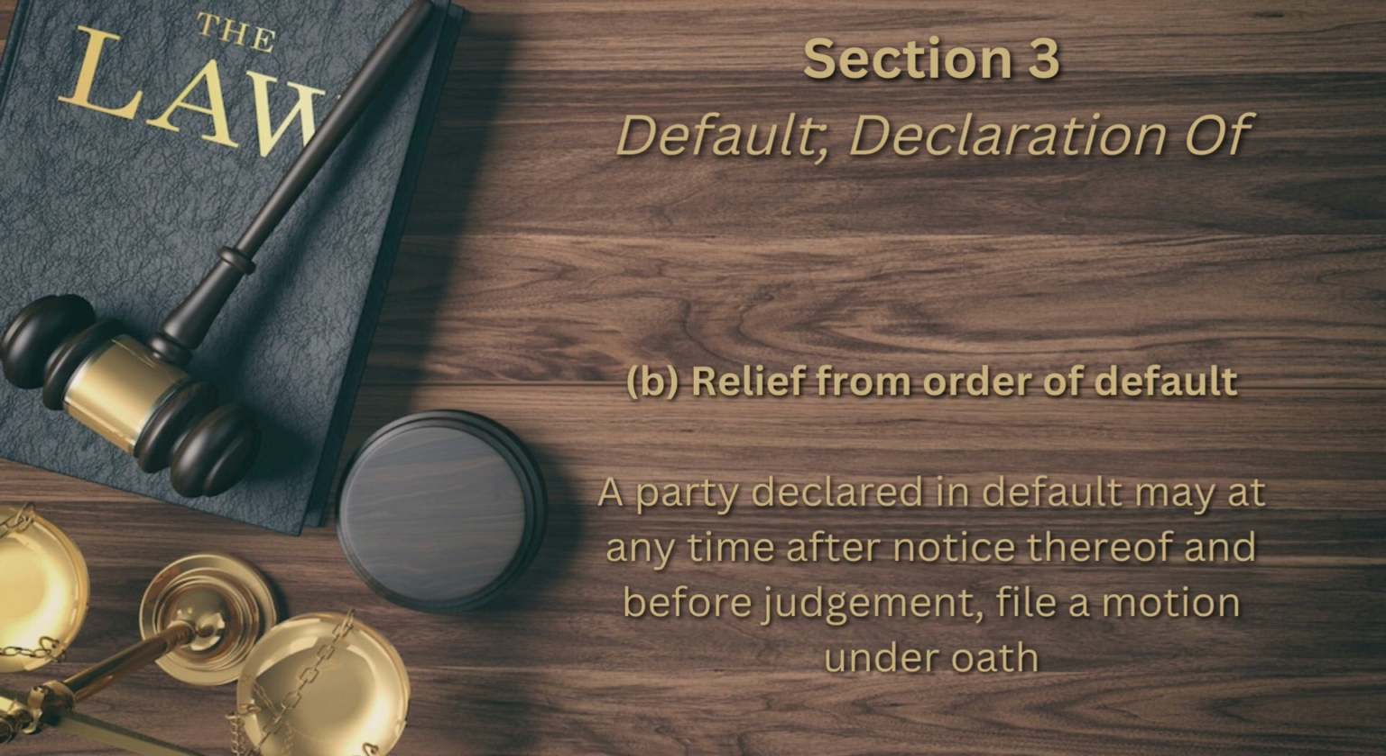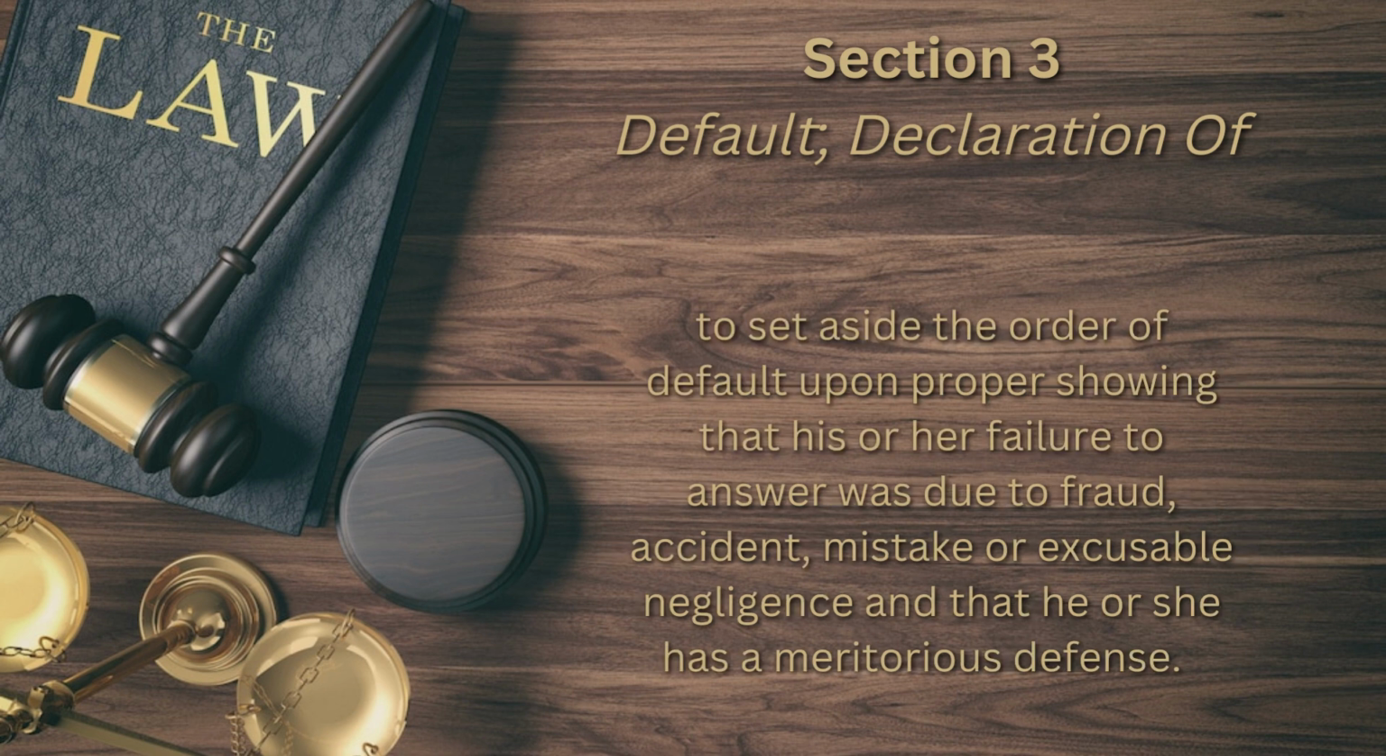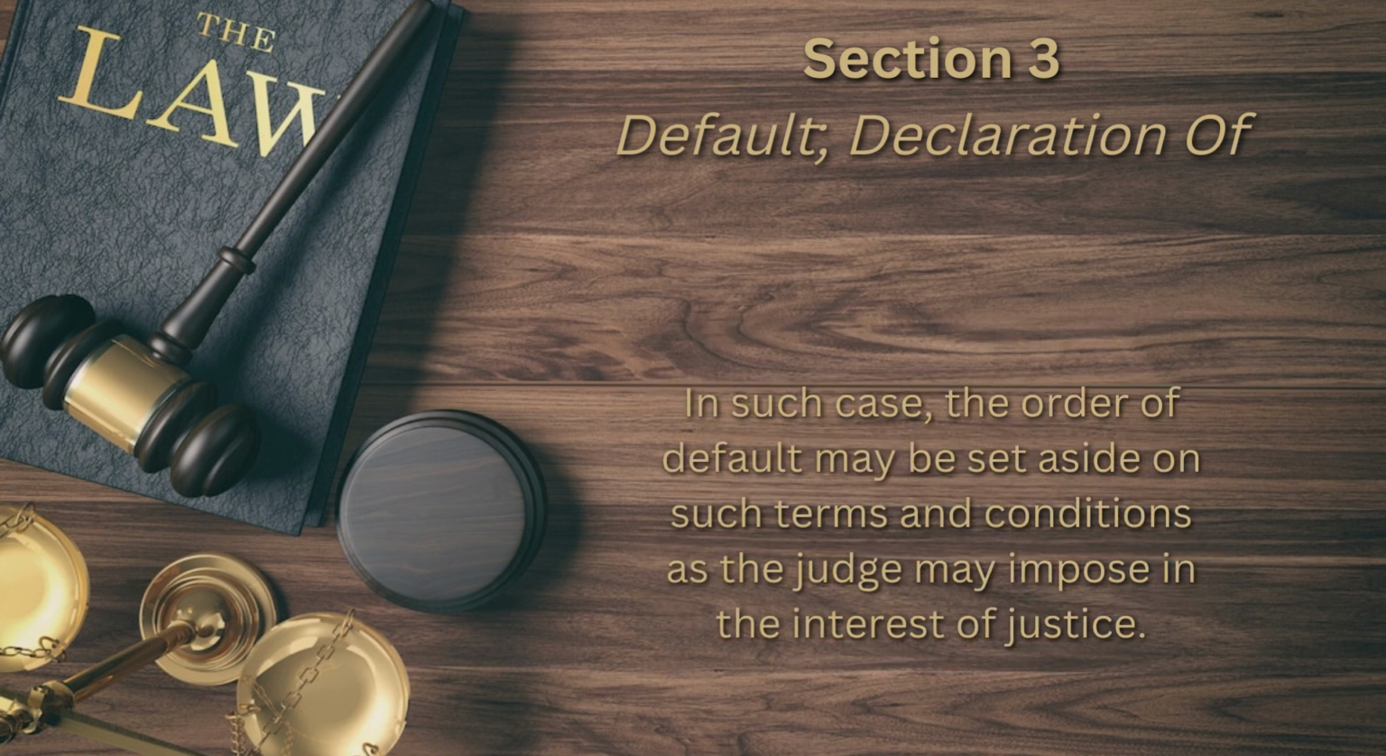Relief from order of default. A party declared in default may, at any time after notice thereof and before judgment, file a motion under oath to set aside the order of default upon proper showing that his or her failure to answer was due to fraud, accident, mistake, or excusable negligence, and that he or she has a meritorious defense. In such case, the order of default may be set aside on such terms and conditions as the judge may impose in the interest of justice.